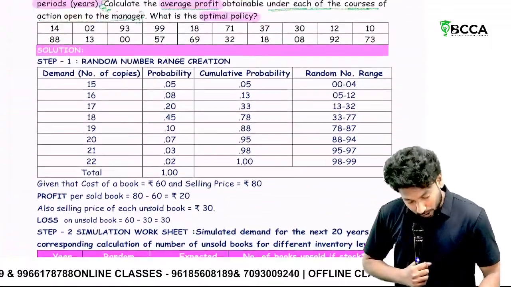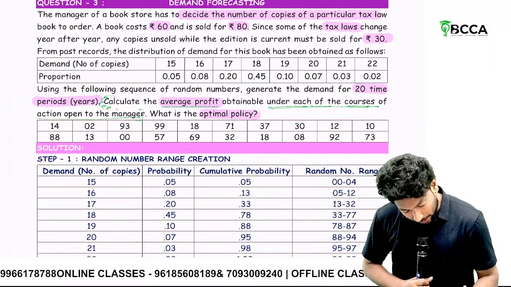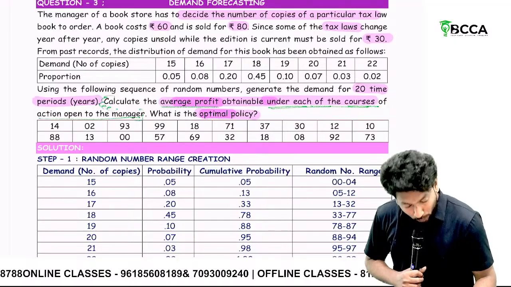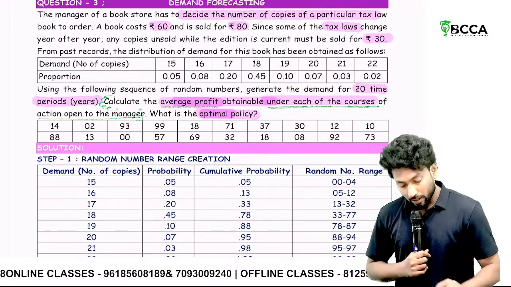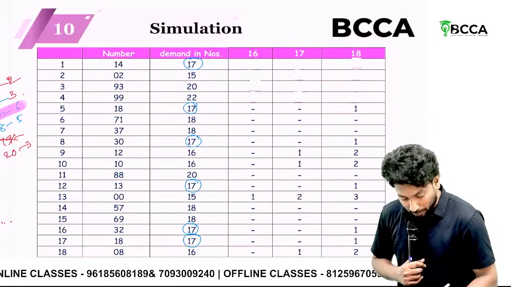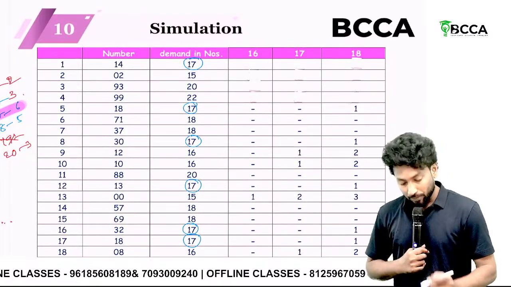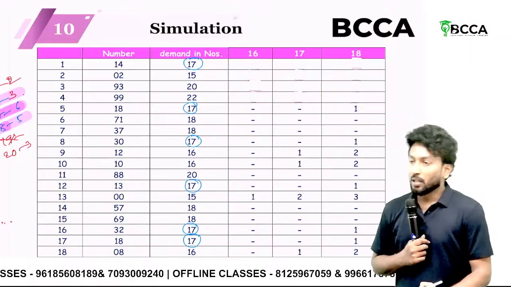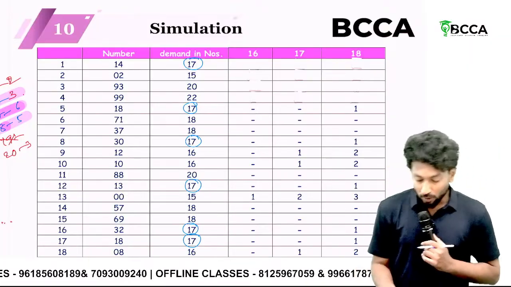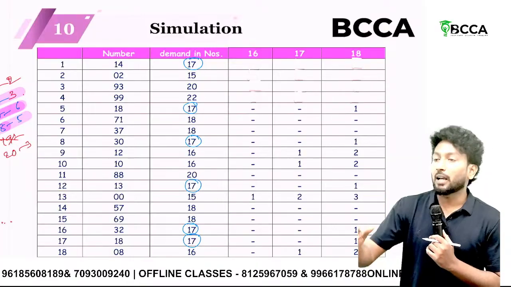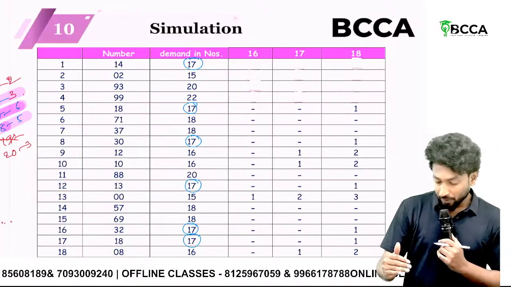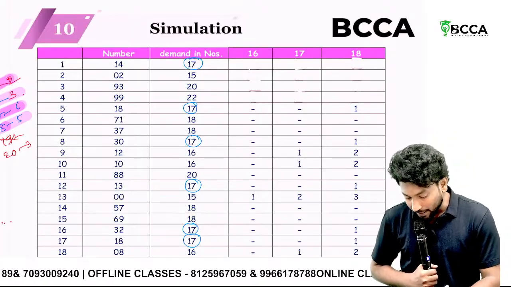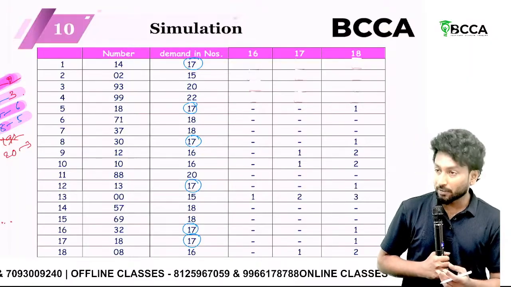But in the question, they're asking for different optimal policies, so the average profit obtainable under each course of action available to the manager. Here, 17 is the highest number of times repeated, that's why I'm taking 17. Next repeated is 18, which is 17 plus 1, and below that 16. If I order 17 books, there is less risk that I will be getting losses. If I order 18 books, there will be some risk, and with 16 more risk. If I order 15 books, there will be some risk of unsold books, no?